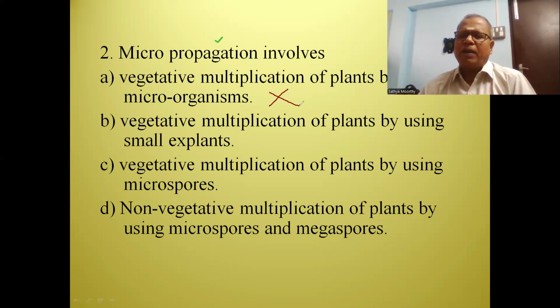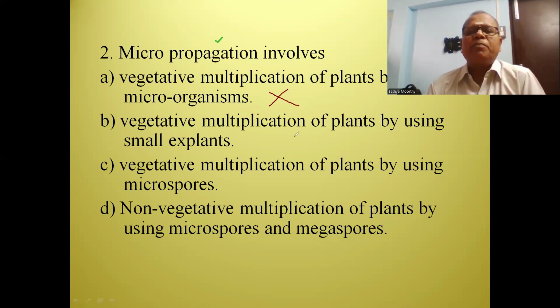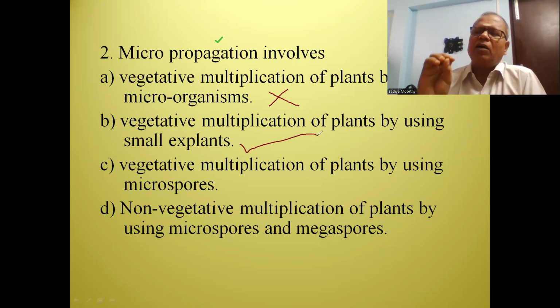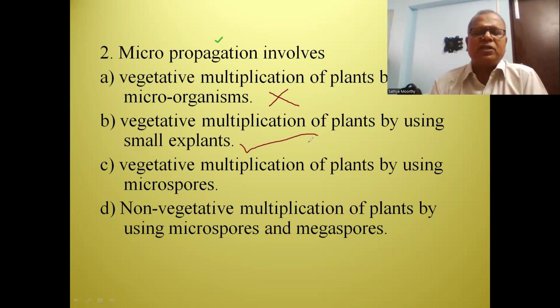Vegetative multiplication of plants is done either by cutting or layering or budding, various kinds of vegetative propagation methods. We can use microorganisms for the growth, not for this methodology. Vegetative multiplication of plants by using small explant. Yes. The explant is the cell or the tissue or the bud to be grown in the plant tissue culture technique. So this is the correct answer.